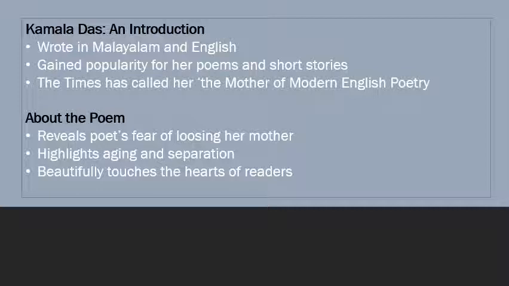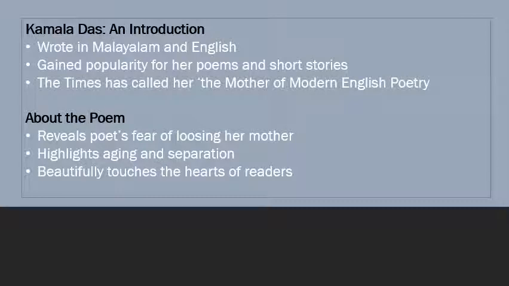My Mother at 66 by Kamala Das reveals the poet's fear of losing her mother. The poet observes the signs of old age on her mother's face, on her health and her energy level as well. Due to old age, her mother's face has lost all the charm and has become dull. She has all the symptoms of declining health and declining energy level. The poem very beautifully touches the hearts of readers.